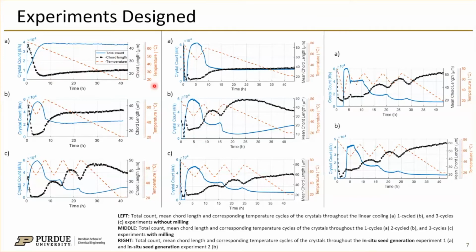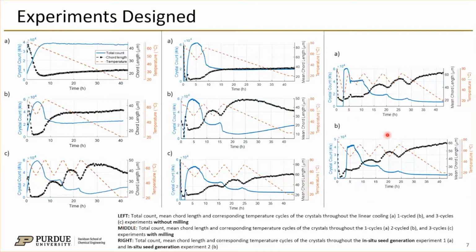The mean chord length almost doubles when the temperature cycles are implemented compared to the linear cooling experiment, and the total count decreases upon dissolving the small crystals and making them redeposit onto remaining big ones. In the unseeded experiments, the primary nucleation was triggered in two different ways.